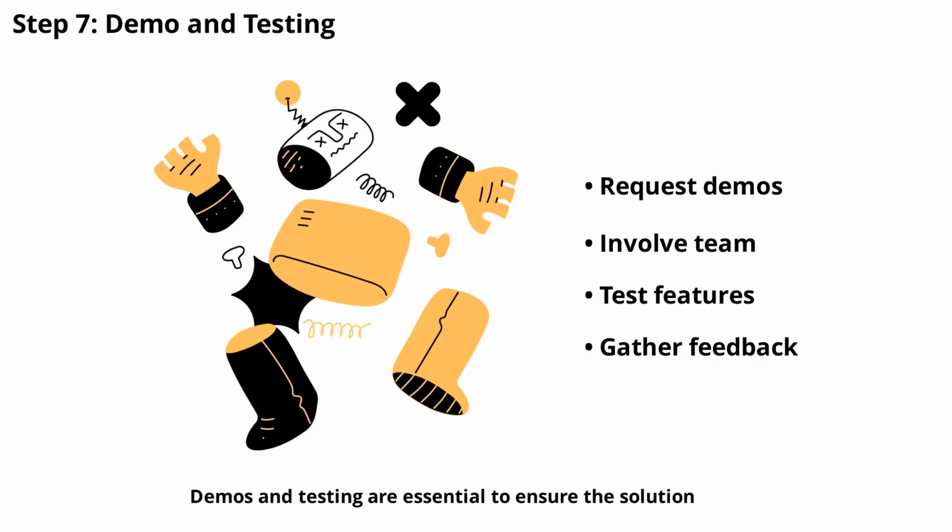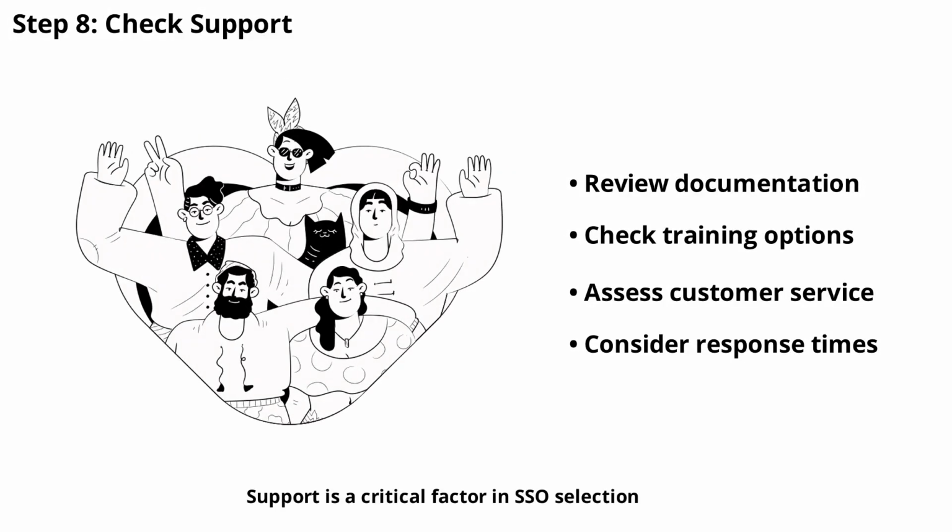Demos and testing are essential to ensure the solution meets your expectations and is ready for real-world use. Support is a critical factor in SSO selection. Review the vendor's support options, including documentation, training, and customer service. Consider response times, availability, and expertise. Reliable support ensures smooth implementation and helps resolve issues quickly. For marketing teams, ongoing support is vital to maintain productivity and adapt to changes in technology or workflow.